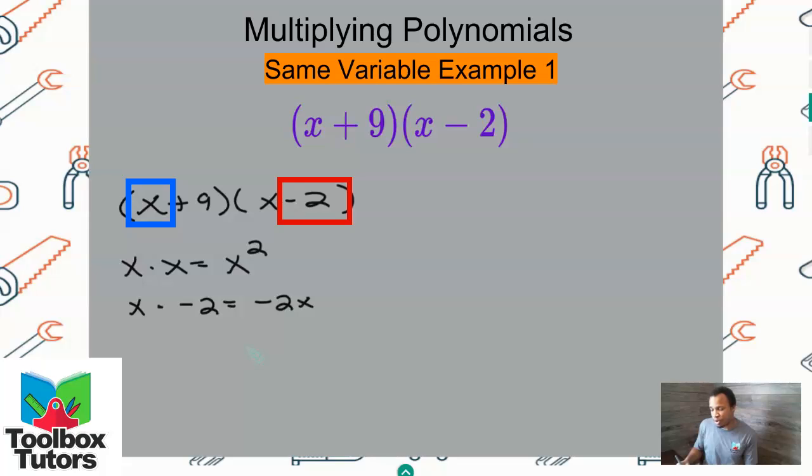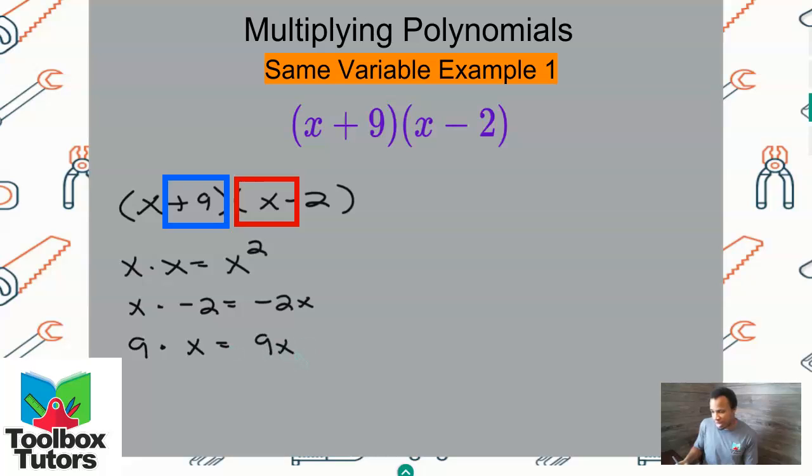So now from here, what we'll do is multiply 9 times the first term in the first parentheses. So we have 9 times x. This gives us 9x. And then we have 9 times negative 2 equals negative 18.